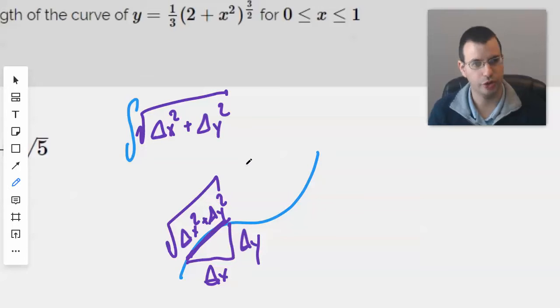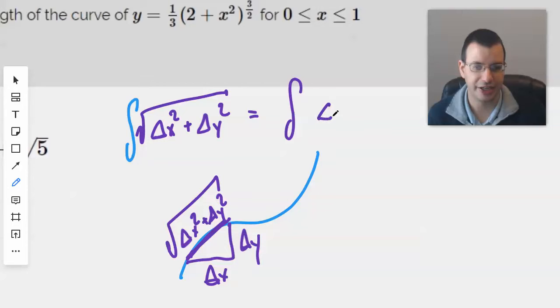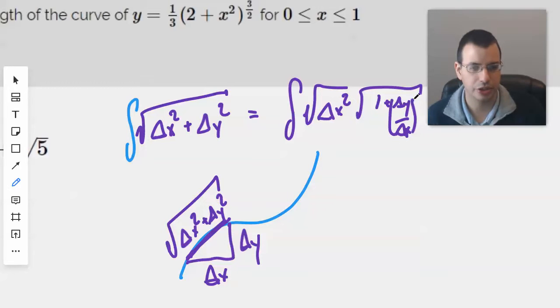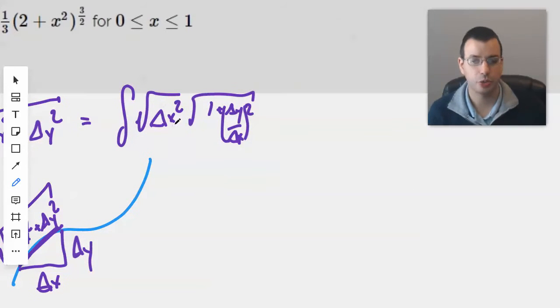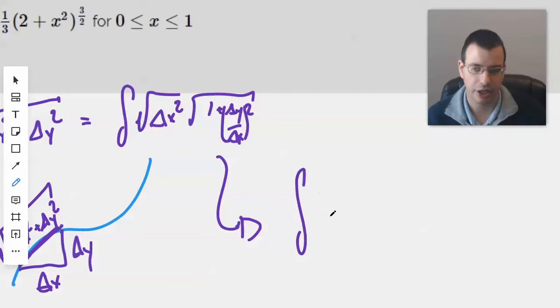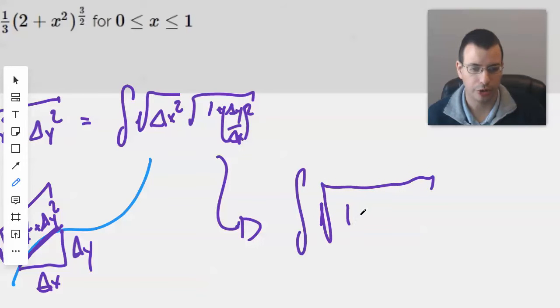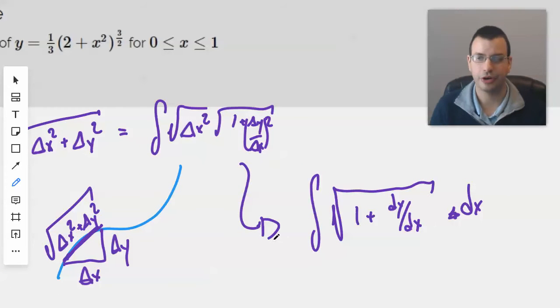And we will rearrange this a little bit. We will factor out a delta x. So we have delta x squared, square rooted, times 1 plus (dy/dx) quantity squared. And then the square root of delta x squared will just be delta x. And then this gives us our formula: integral of the square root of 1 plus (dy/dx) squared dx. And we'll integrate for x. We could go in the y direction if we wanted, we could just factor out the delta y. And we'll go from 0 to 1.